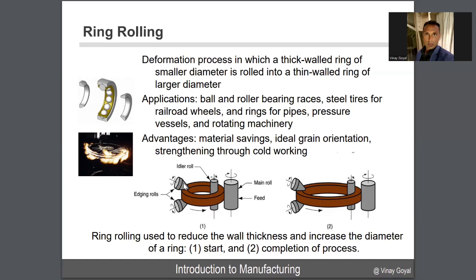Here you can see the edge rolls also creating some amount of deformation into the part. And then I go from here, and this is the completion of the process. So this is causing the part to be stretched and also thinned. This is the same part as this, and we're able to accomplish several things here.